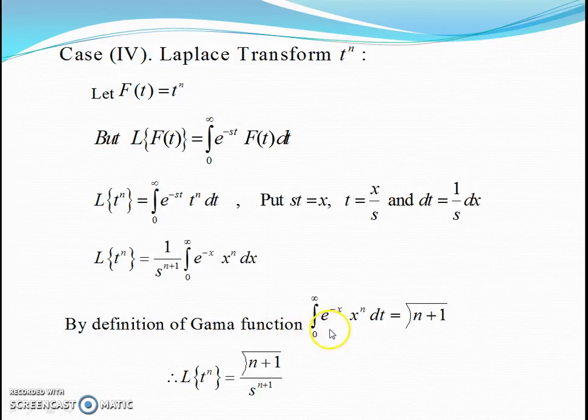and by definition of gamma function, the integration 0 to infinity e to the power minus x into x raised to n into dx is equal to gamma of n plus 1. Hence, we get Laplace transform of t raised to n is equal to gamma of n plus 1 upon s raised to n plus 1.